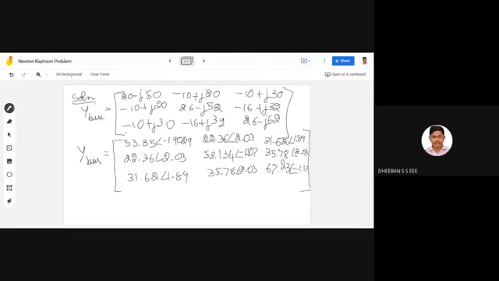Because if you are keeping even the mode 2 and you are converting from rectangular to polar form, there will be some discrepancy in your angle. Okay, so you just check it.